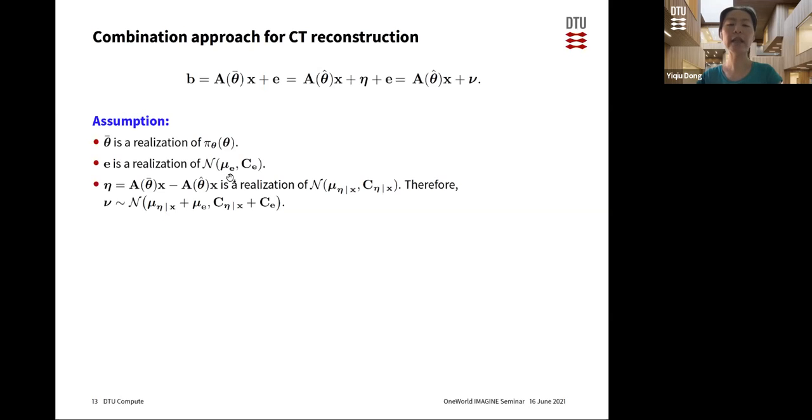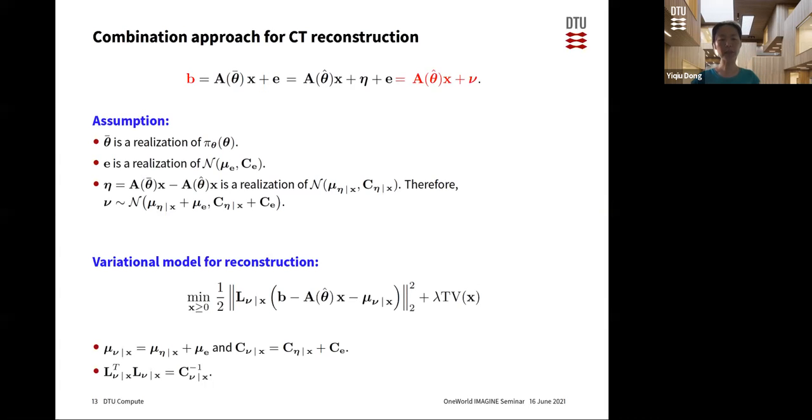Then we also assume the model discrepancy term eta follows a Gaussian distribution. And then because E follows a Gaussian distribution and eta also follows a Gaussian, we have this combined error term, nu, which would also follow a Gaussian distribution.